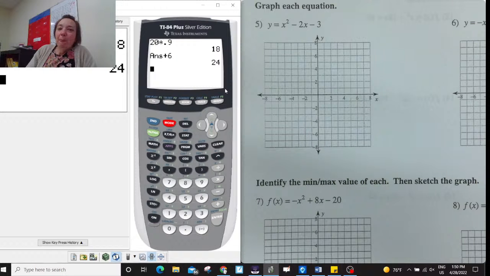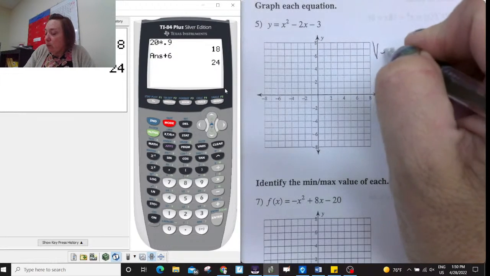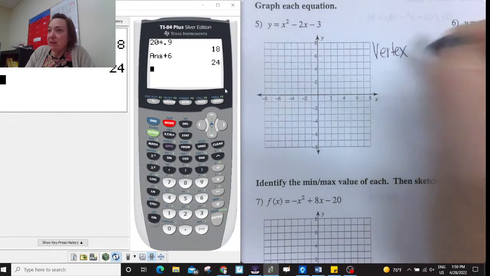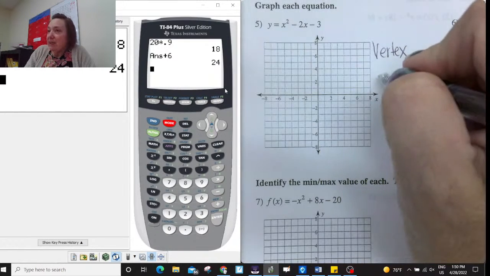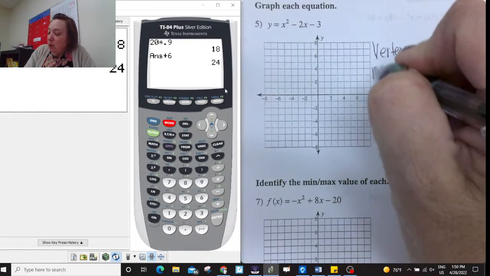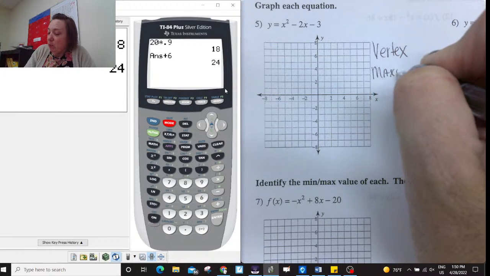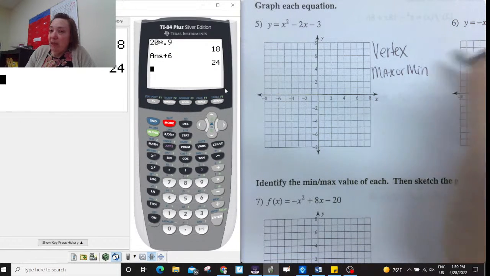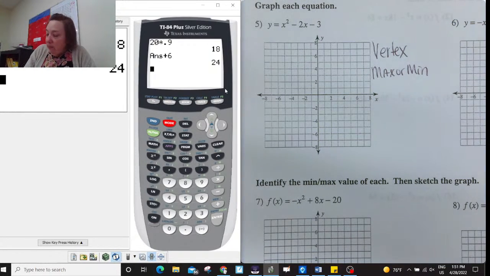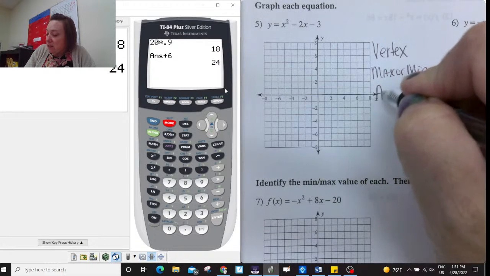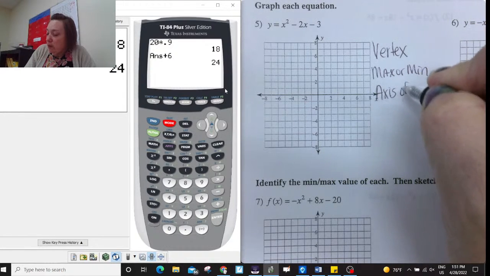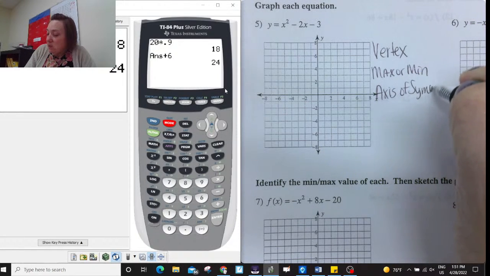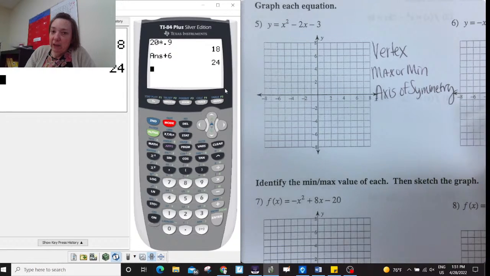By the pencil. Okay, so on number 5, we're going to graph the equation, and then we're going to do some stuff that's not on the paper. So we're going to write down what the vertex is. And then we're going to decide, does it have a maximum or a minimum? And list that, okay? And then we're going to do the axis of symmetry, so we're going to write the equation for the axis of symmetry. So we're going to do these things, okay?